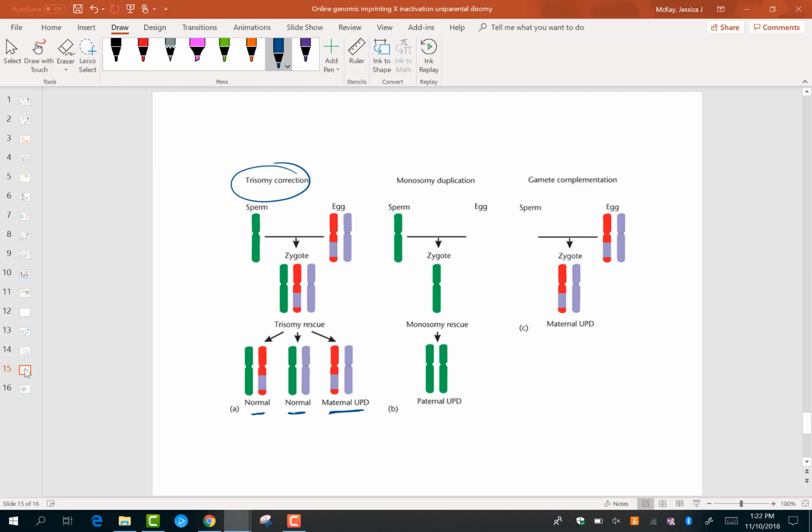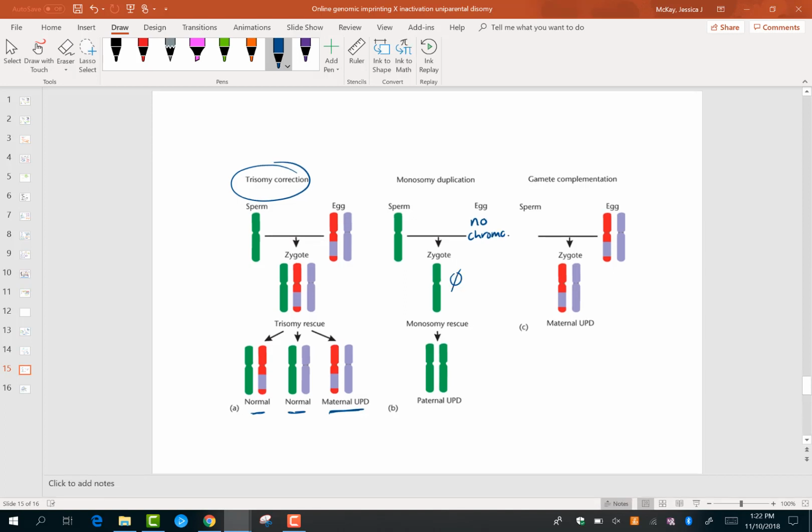Monosomy duplication means that 1 gamete has no chromosome for whatever that pair is, right? So when you fertilize, your zygote only has 1 copy of that chromosome. Monosomy rescue means that after duplication, after S phase, you have 2 copies, like this. And for some reason, you have another non-disjunction, and now both copies are staying in the cell. This is called uniparental disomy because you have 2 copies of the same chromosome from the same parent, right? And you could switch these. This could be an egg and a sperm with nothing, and you'd have maternal uniparental disomy.